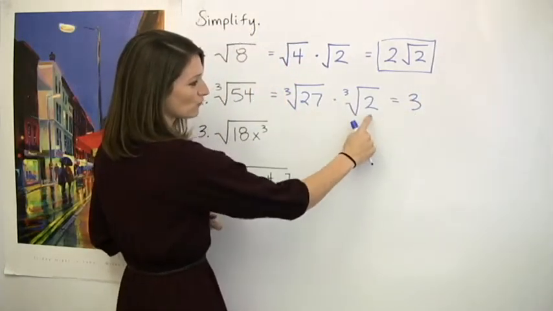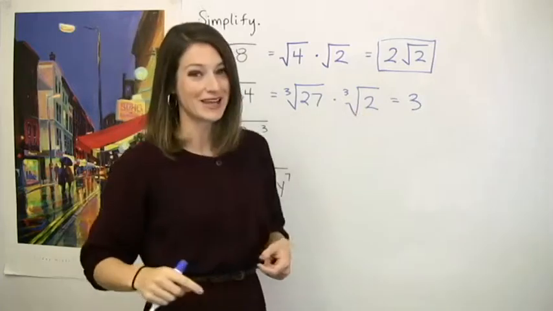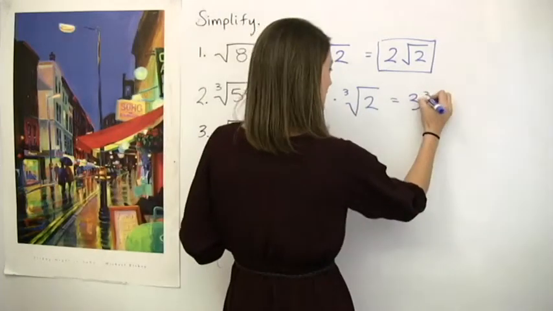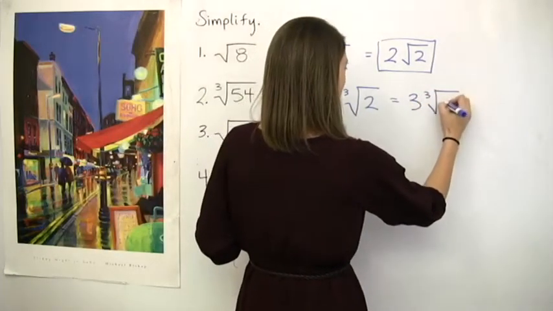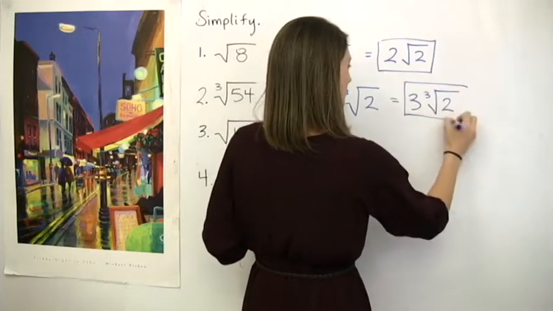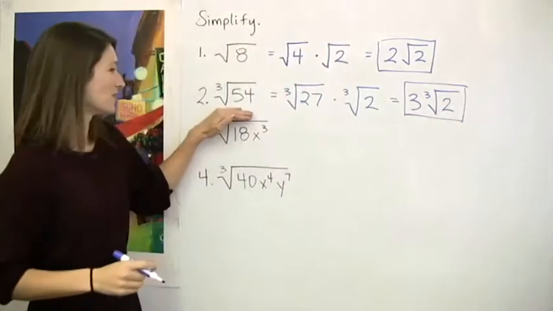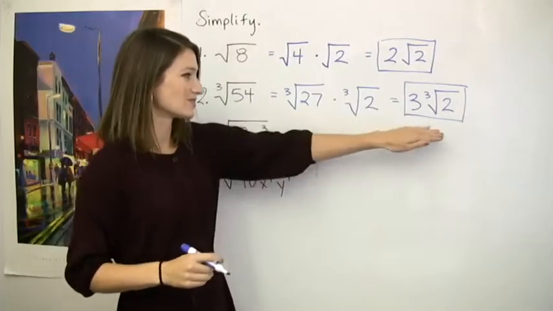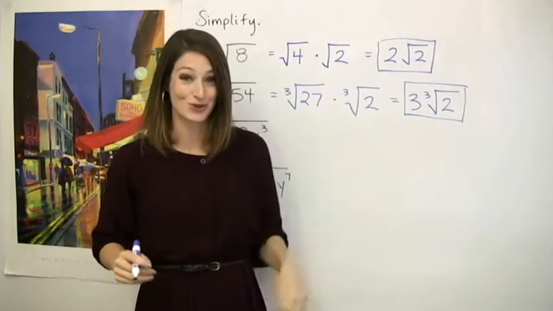And now the cube root of 2 is as simple as we can get there, so we'll just write that in our answer here. So simplifying the cube root of 54 gives us 3 times the cube root of 2.